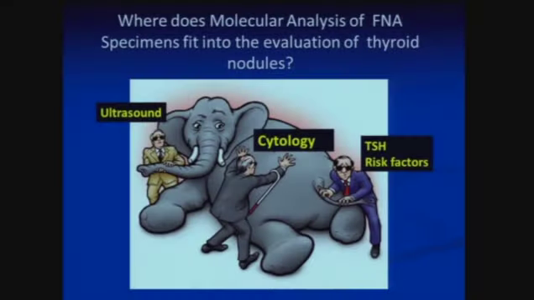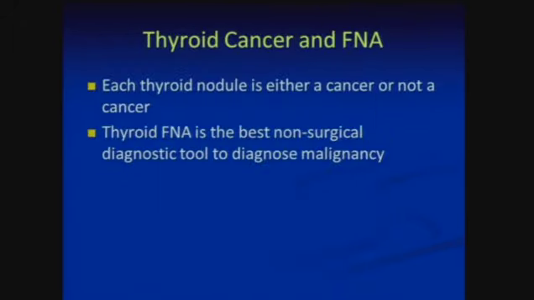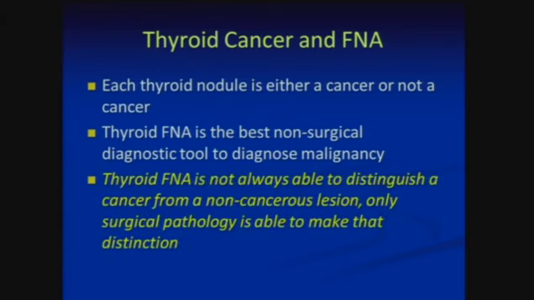So a common question is, where does the molecular analysis of FNA specimens fit into the evaluation of thyroid nodules? Certainly, each of us from our different disciplines has a different perspective, whether we're looking at it from the ultrasound point of view, from the point of view of the endocrinologist and risk factors, or from the point of view of the pathologist. Now, as you may know, each nodule is either a cancer or not a cancer. And thyroid FNA is the best non-surgical diagnostic tool to diagnose malignancy. But thyroid FNA is not always able to distinguish a cancer from a non-cancerous lesion, and only surgical pathology is able to make that distinction.